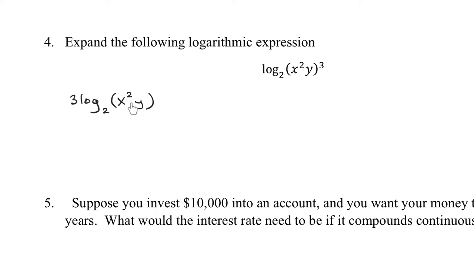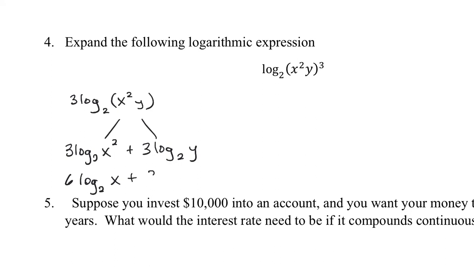Now I've got the product of x squared times y. So I'm going to apply the product property and separate this into 2 logarithms. And each logarithm is going to have this same coefficient of 3. So this is 3 times the log base 2 of x squared plus 3 times the log base 2 of y. Now this expression here has an exponent, so that's also going to move down in front and multiply the 3. So that's going to become 6 times the log base 2 of x plus 3 times the log base 2 of y.